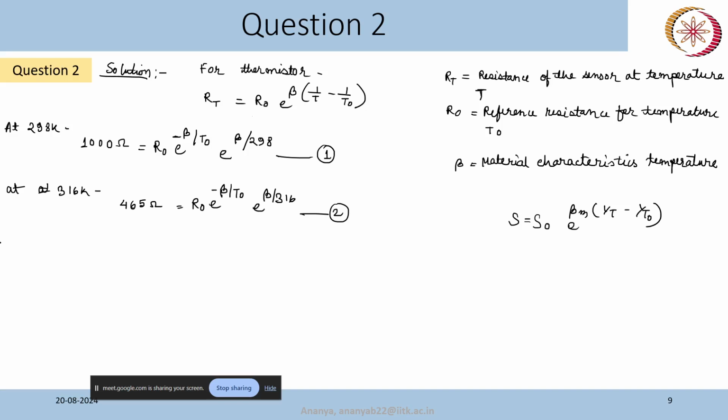Now let's do 1 divided by 2. What we will get, 1000 by 465 is equal to, this part will be cancelled out, R naught exponential minus beta by T naught. We will have exponential beta by 298 minus beta by 316. I hope everybody is okay with this. Next, take logarithm on both sides.